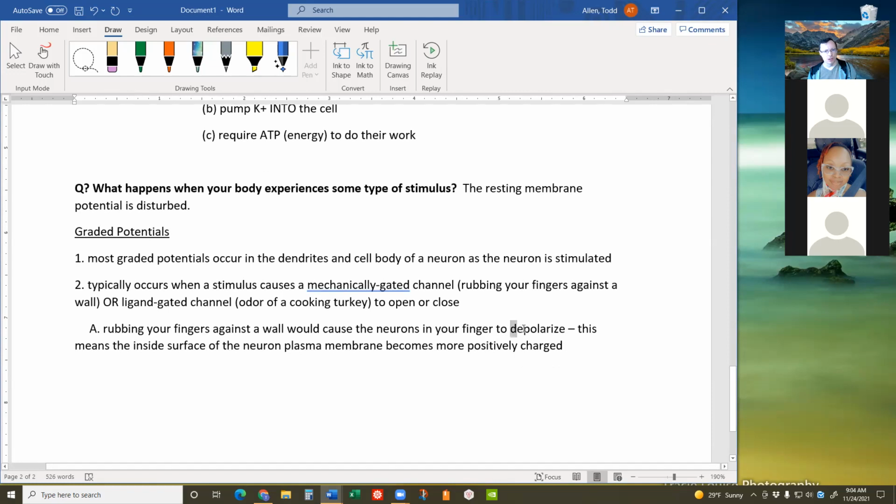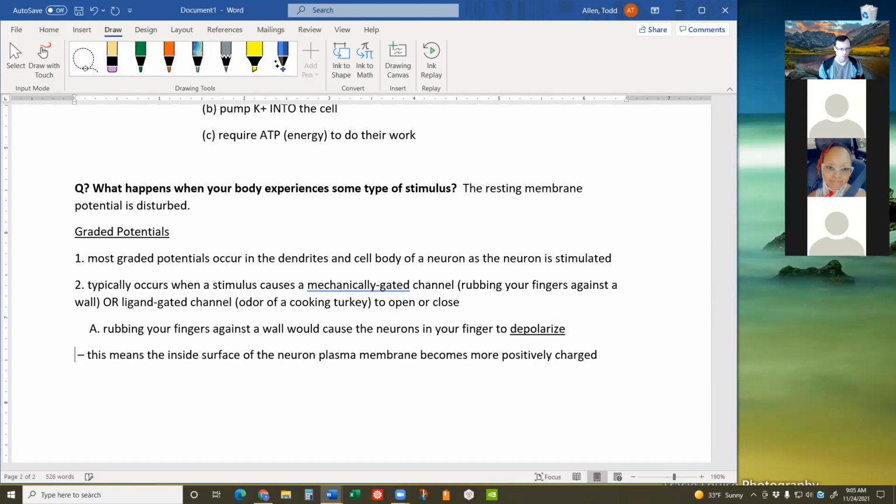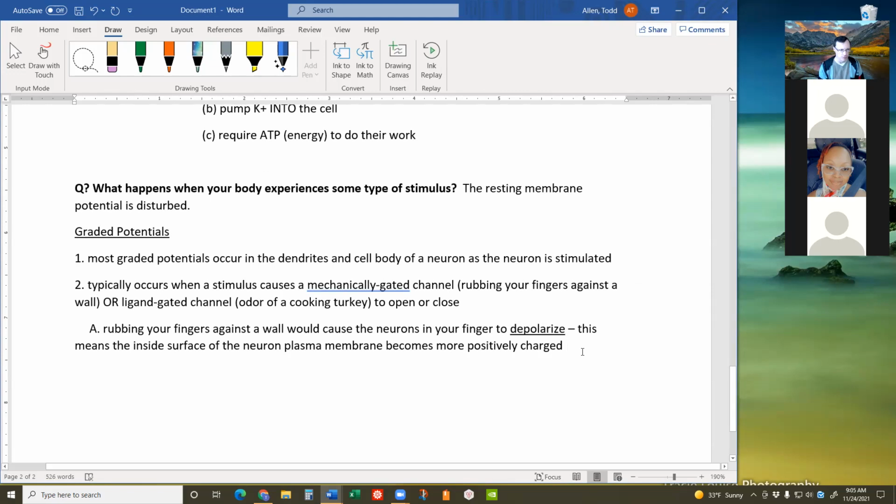So there's a fancy word here that you're going to want to spend some time thinking about, and that is depolarize or depolarization. Okay. And let me just put this in your notes here. Depolarization is basically equivalent to an excitatory event. I mean, you're going to feel something. That's what I mean by excite. You're going to feel it. You're going to be consciously aware of it.